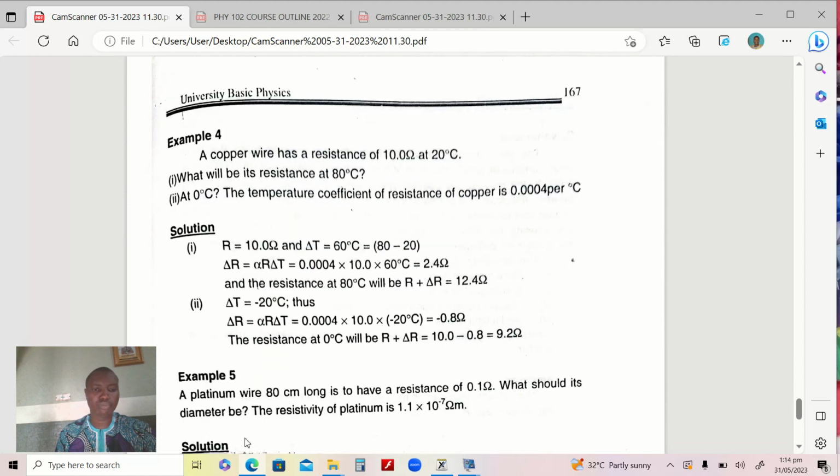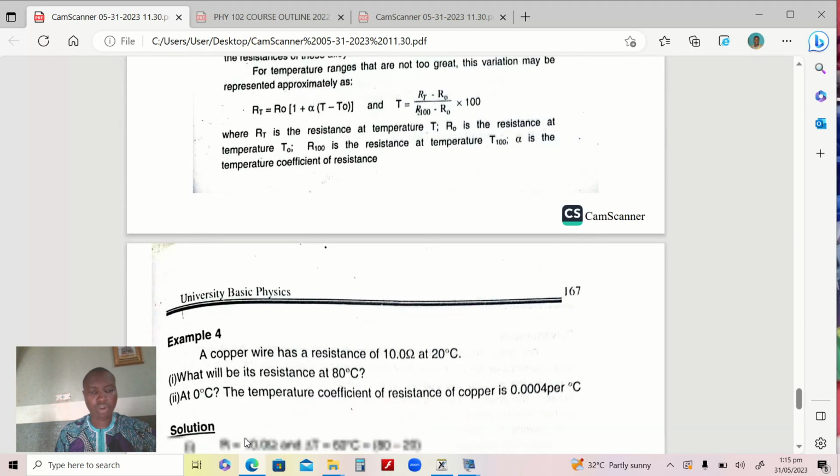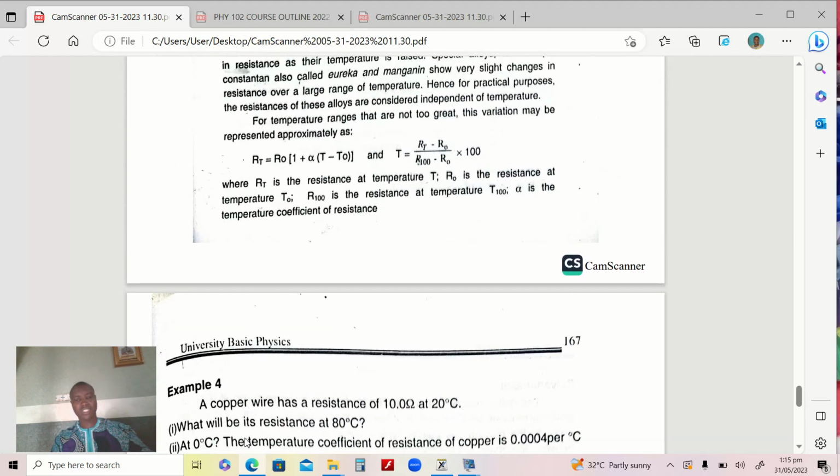So let's solve these two problems as we begin to call it a day. The first one says a copper wire has a resistance of 10.0 ohms at 20 degrees Celsius. They ask what will be its resistance at 80 degrees Celsius, and at 0 degrees Celsius. The temperature coefficient of resistance of the copper is 0.0004 per degree Celsius. So that's what the question says. Let's try to crack this out here.